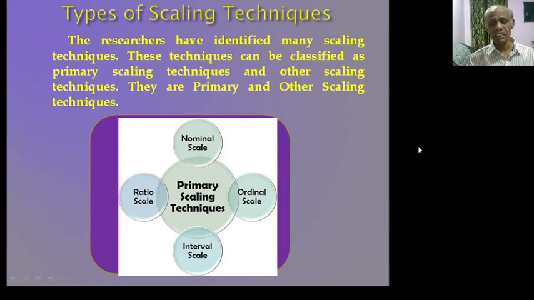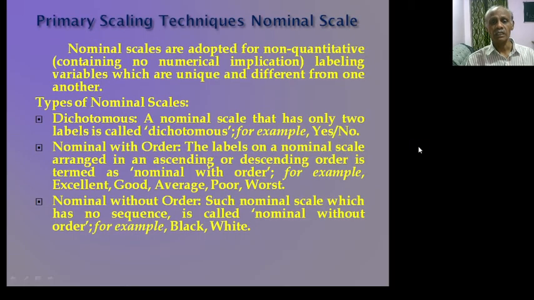The primary scaling techniques contain number 1, nominal scale, number 2, ordinal scale, number 3, interval scale, and number 4, ratio scale. So what are the 4 categories? 1, nominal scale, 2, ordinal scale, 3, interval scale, and 4, ratio scale. Let us go one by one through all the primary scaling techniques. We start with nominal scale.